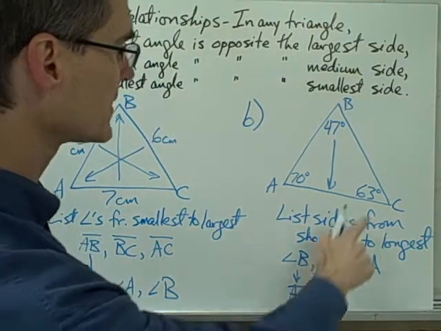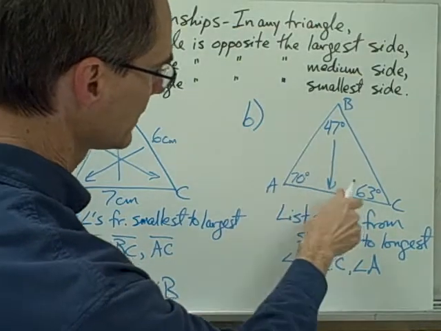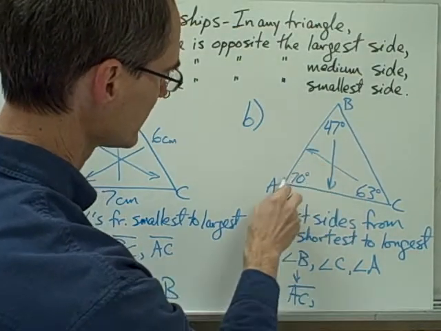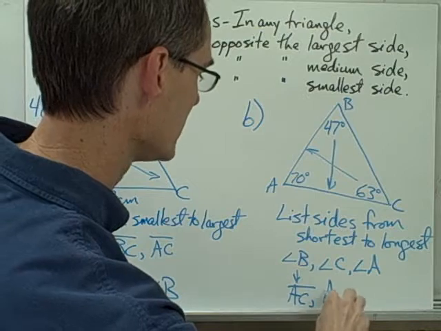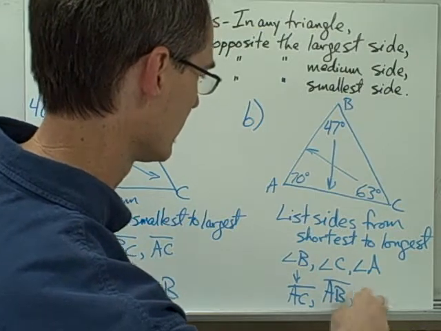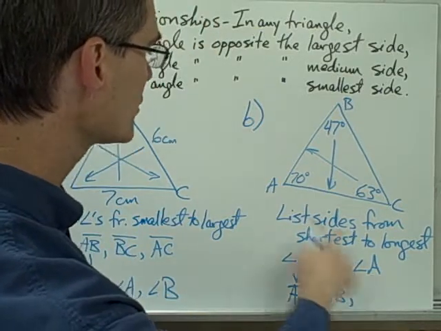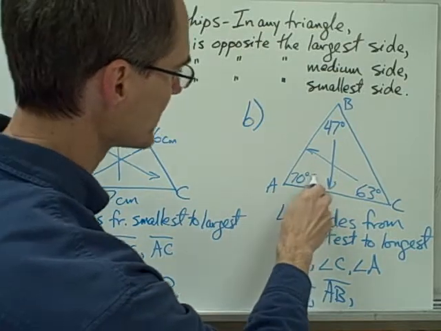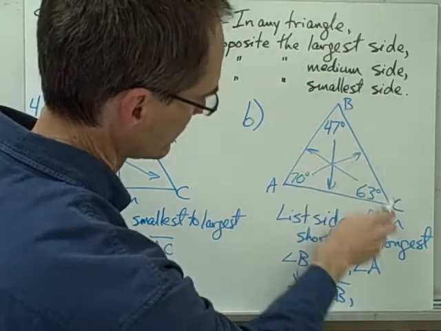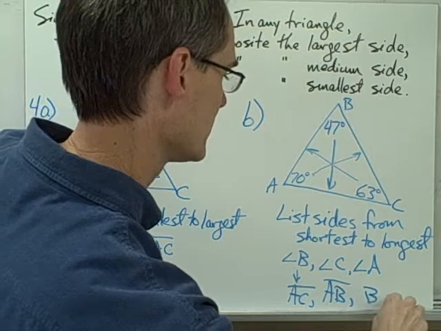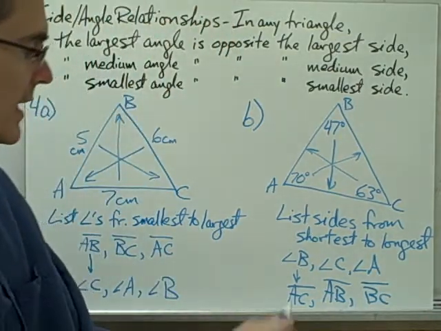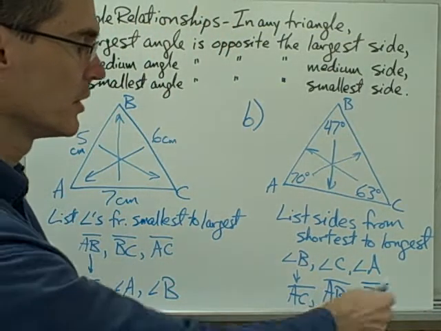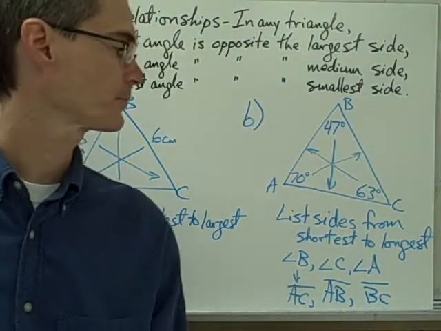My medium angle is angle C, which means that my medium side is going to be side AB. And my largest angle is angle A, which means that my largest side is going to be side BC. And now I've listed my sides in order from shortest to longest.